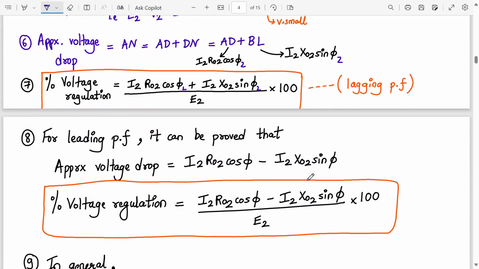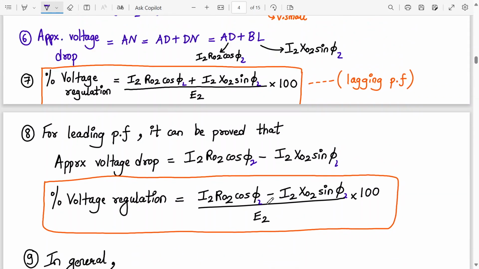Similarly, for a leading power factor, the approximate voltage drop will come out to be this. This can be proved later on. We can check it from the geometry. You can again draw the geometry and check whether this is coming. The difference from formula number 7 is only the sign, which will be minus. So the percentage regulation for the leading power factor will be I2 RO2 cos phi 2 minus I2 XO2 sin phi 2, into 100 divided by E2. Alright? Write down the formula.